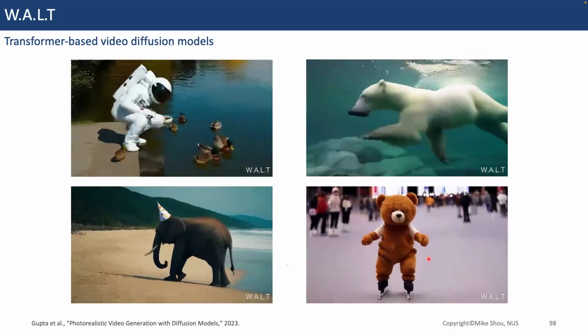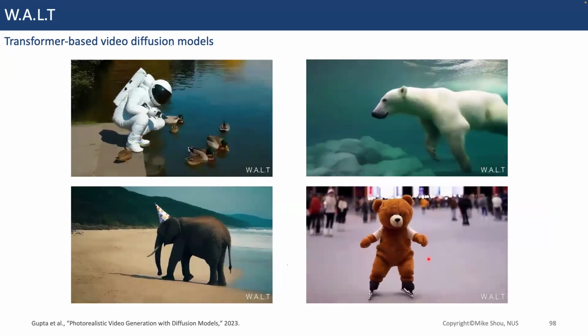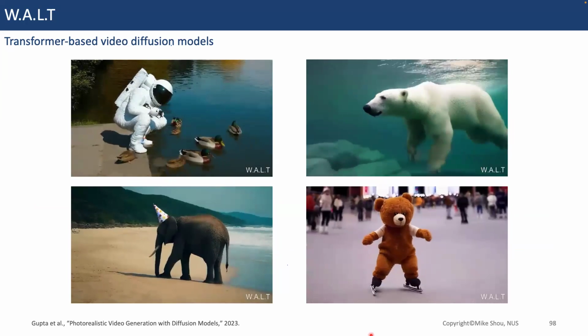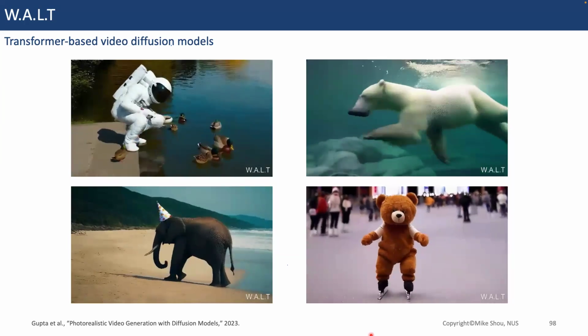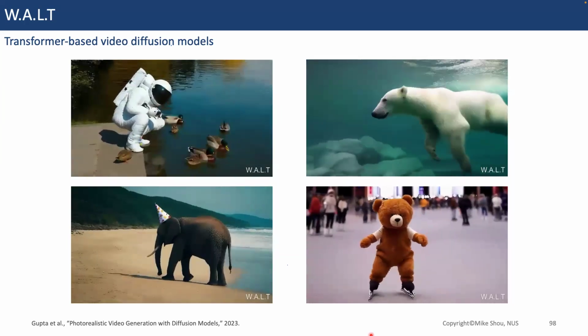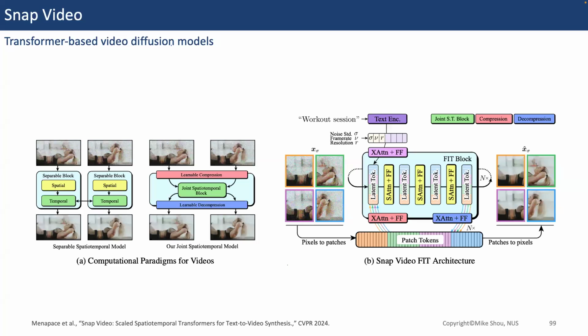So here are some results of what the model generated. You can see that the motion is actually more natural than previous methods we have seen. And also Snap Video is a recent transformer-based video diffusion model. Snap Video tackles the problem of how to make the video generative model more efficient and also more scalable.